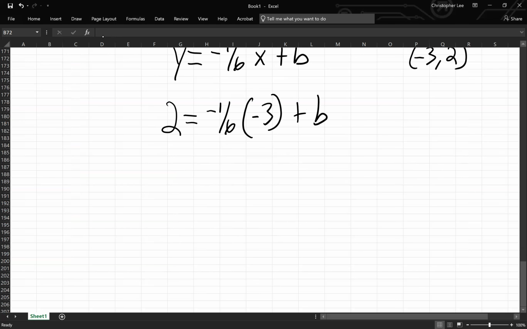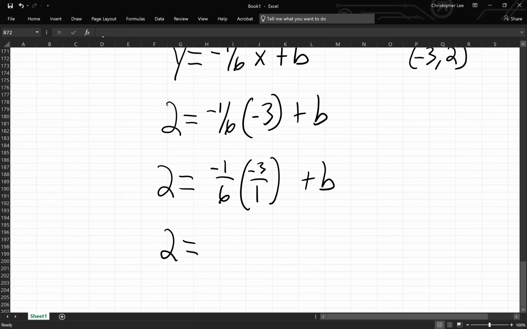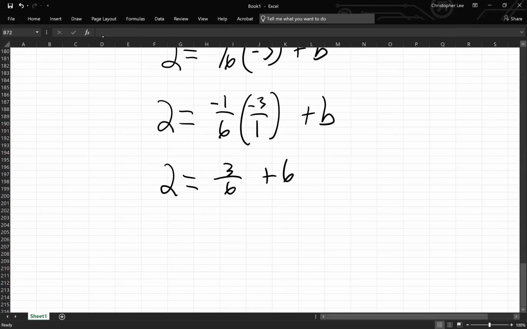A little bit of math. This becomes 2 is equal to negative 1 over 6 times negative 3 over 1 plus b. So 2 equals, what's that? Positive 3 over 6 plus b. Reduce that. What's 3 over 6 again? 1 over 2, right? Yeah, it's 1/2. All right.